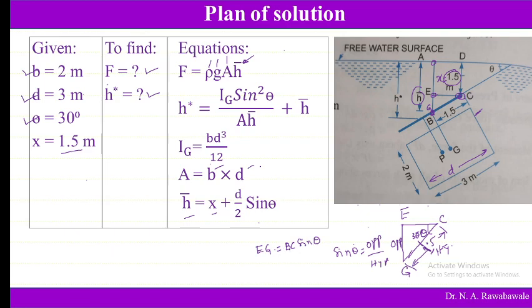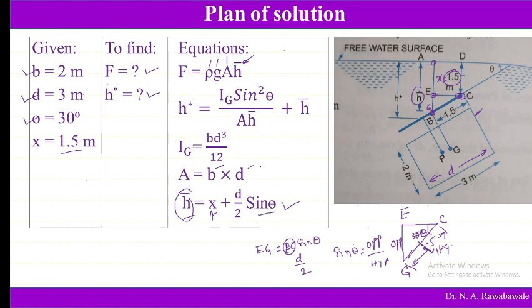So now BC is nothing but d divided by 2. Therefore H bar is equal to x plus d divided by 2 sine theta. So from this equation we can find out H bar. We know x is nothing but 1.5. The distance of upper edge from free surface is x, and d divided by 2 is depth divided by 2, that is distance C to G, and sine theta.